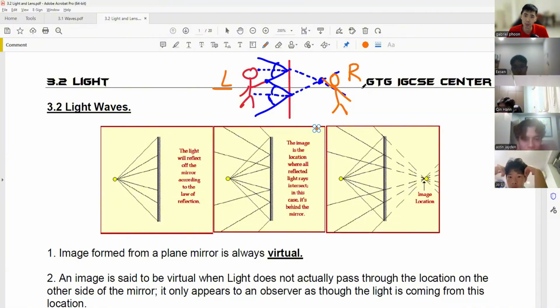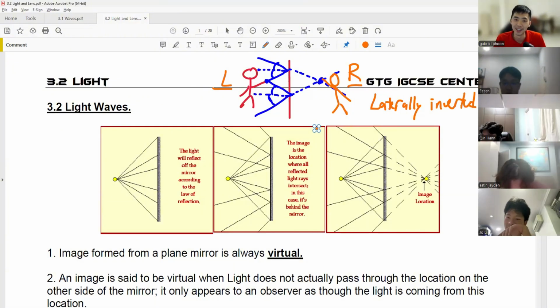Do you know what this phenomenon is called, when left becomes right? It's called anti-Hitler. No, I'm joking. It's called laterally inverted, guys.